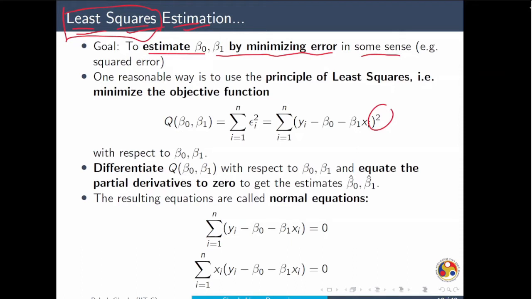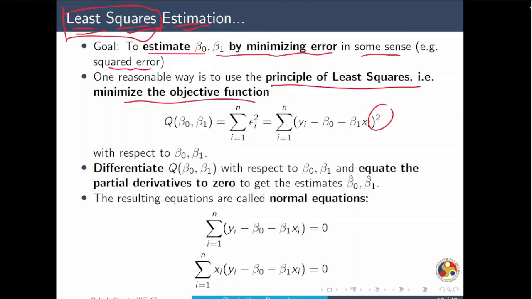One example could be squared error. So this is one way, a reasonable way, the principle of least squares. There is no hard and fast rule. You can think of any other kind of objective function that you want to minimize, and you will still get some estimate.